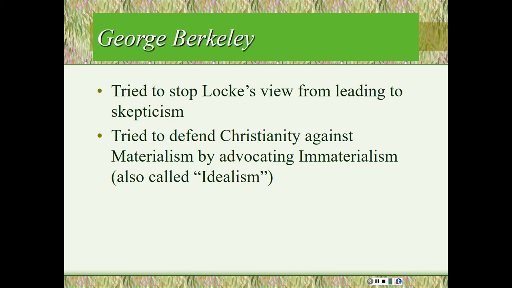And so you can see why this is threatening to traditional Christianity. The scriptures say that God is a spirit, and those who worship him should worship him in spirit and in truth. Well, if there is no such thing as spiritual substance, what becomes of God? What becomes of our claim that we have an immortal soul? So Berkeley sees the very belief that there's an independently existing material world as threatening to his religious beliefs.